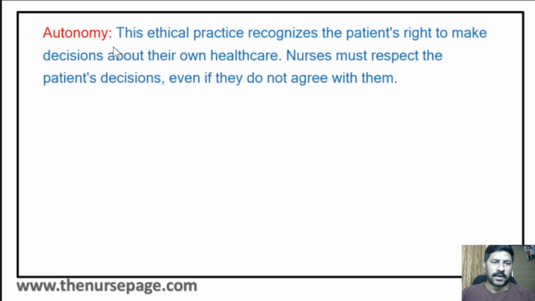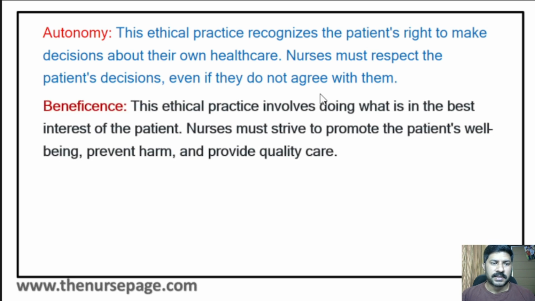First one is autonomy. This ethical principle recognizes the patient's right to make decisions about their own healthcare. Nurses must respect the patient's decision even if they do not agree with them. So the first one gives permission to the patient to take a decision. Second one is beneficence. This ethical principle involves doing what is in the best interest of the patient. The nurse must strive to promote the patient's well-being, prevent harm and provide quality care. So beneficence means maximum benefit-oriented nursing care.